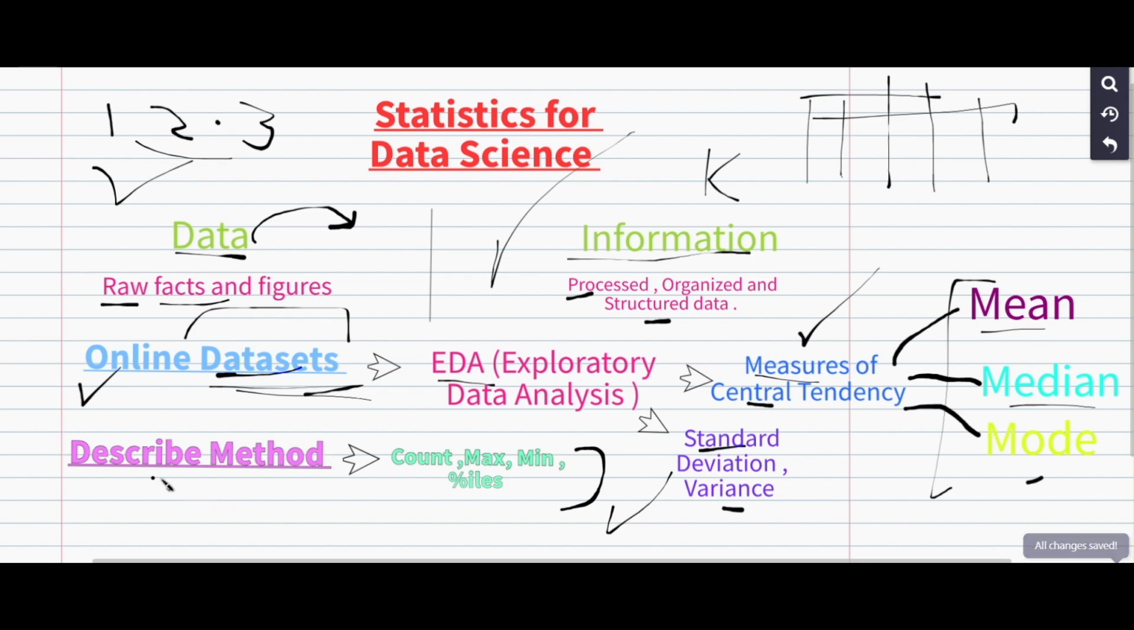And then I will be talking about the describe method. What is count, max, minimum and percentiles? Percentiles, the 75th percentile and the other one is the 25th percentile. I will be talking about all these things. So this is basically the introduction video of statistics for data science.